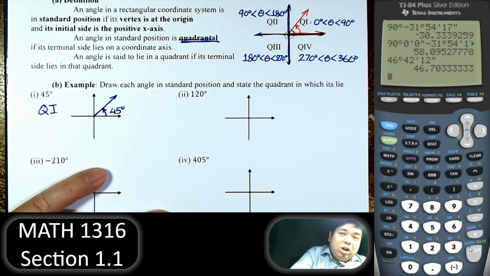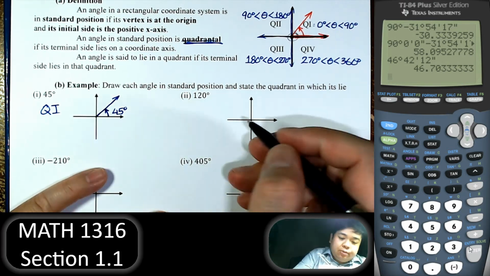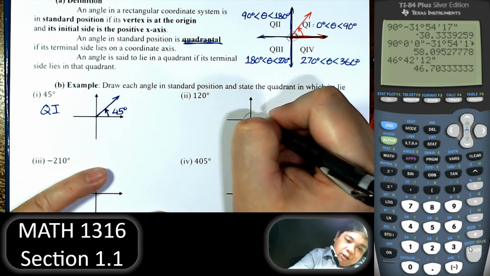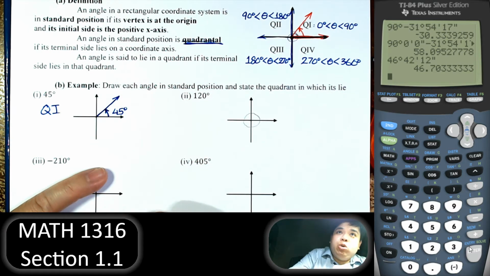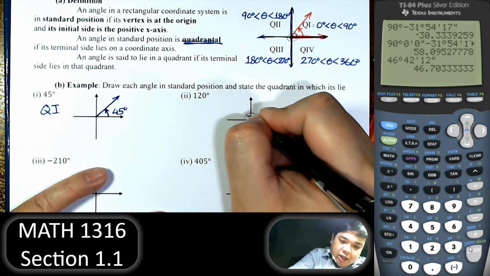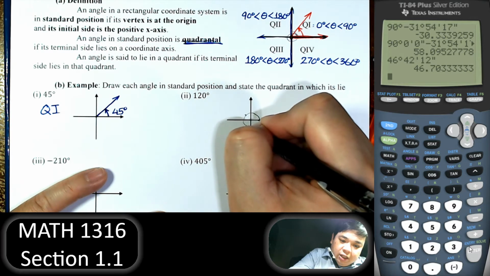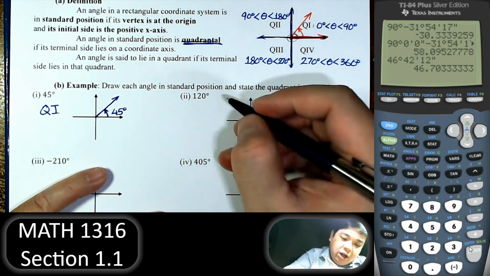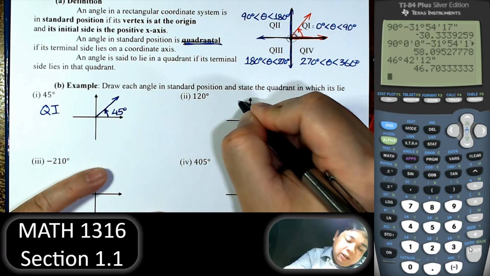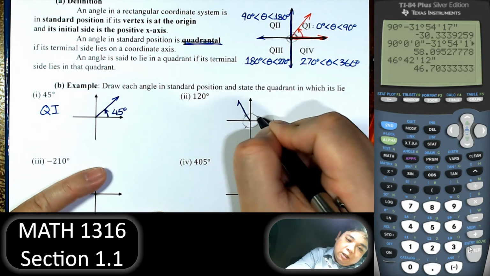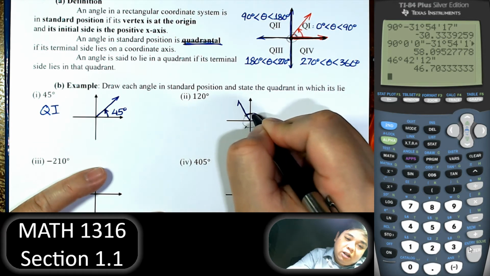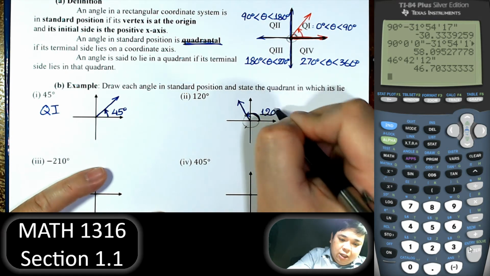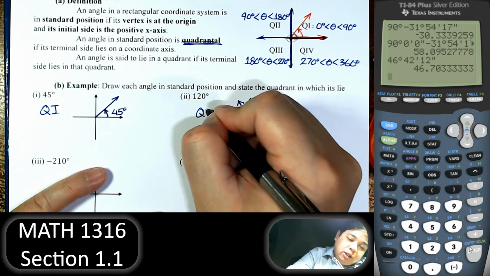120 degrees. So where is 120 degrees? We know one complete revolution is 360 degrees. If we start from here and divide that into 3 equal pieces, that is 120 degrees. So that is 1/3 of a revolution. So this is 120 degrees, and that is in quadrant 2.